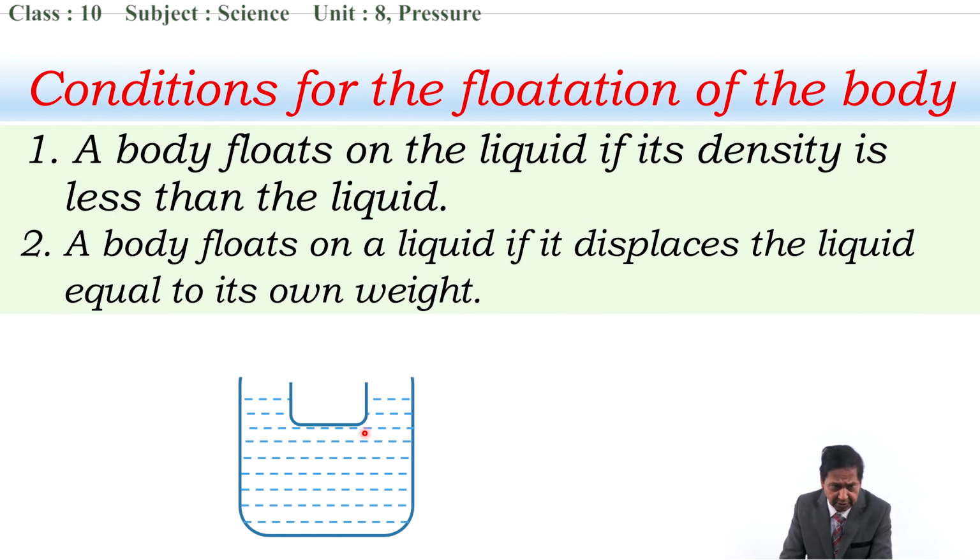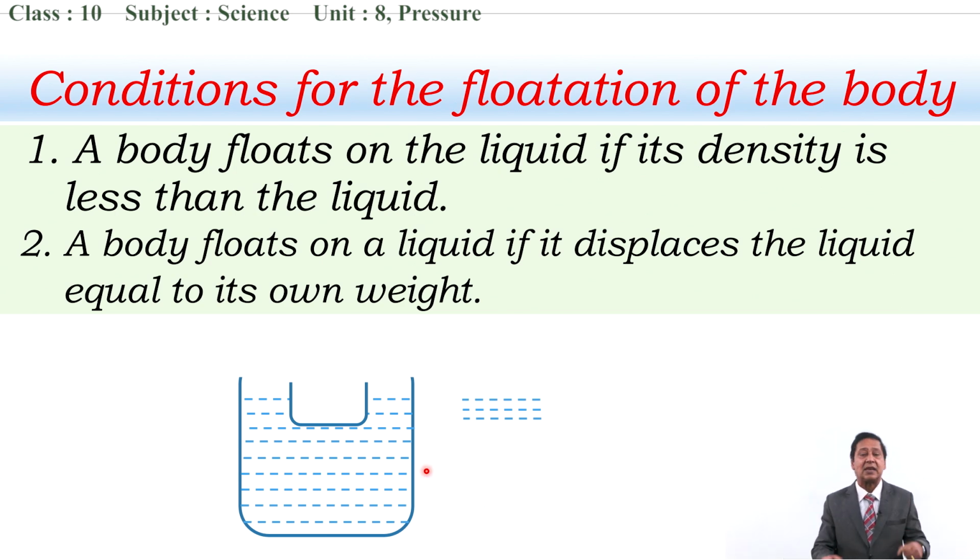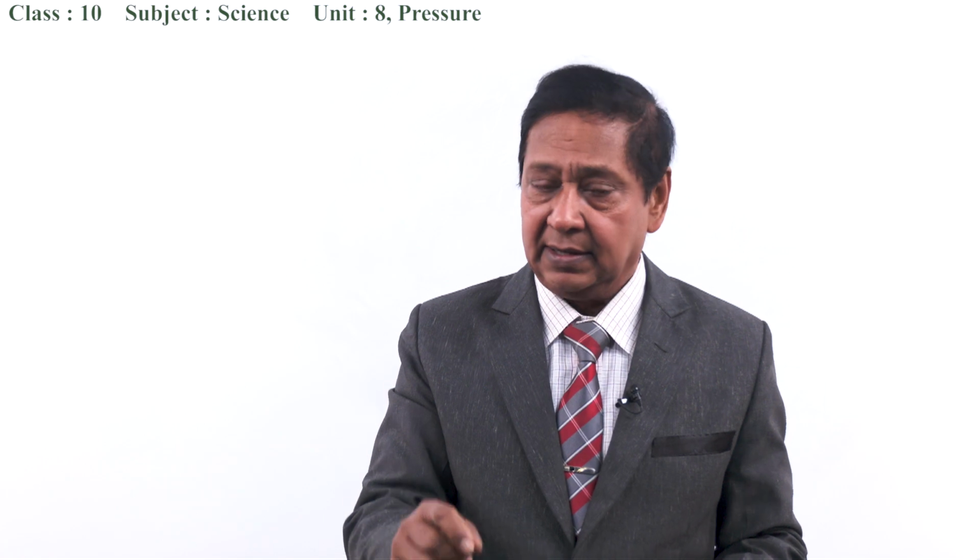If it displaces this much water, then the weight of the displaced water will be equal to the weight of the bowl. And when these two weights are equal, then the body floats. That's why if a body has greater density, it still floats in water if it is able to displace liquid equal to its own weight because of its special cup-like shape. Okay. These are the conditions in which a body floats in a liquid.